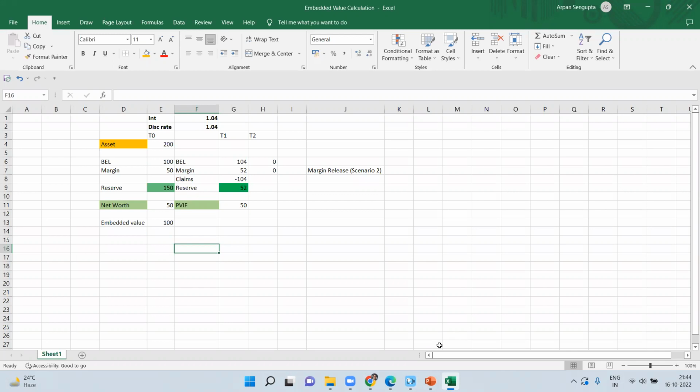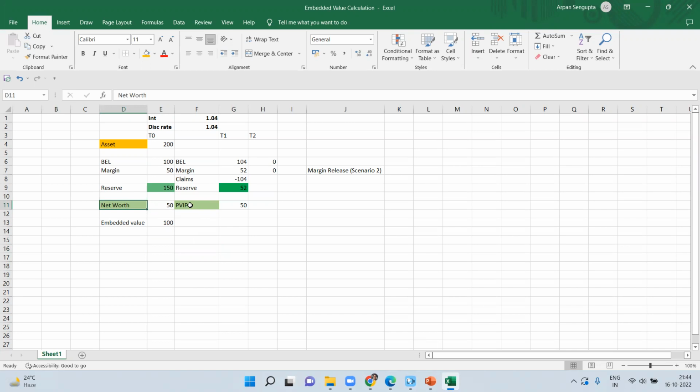So if you are not aware, although that is not the target for this video, embedded value can be decomposed into two components. One is called net worth and the other is called PVIF, or present value of in force. It can also be called present value of future profit, whatever you want to call it, right?